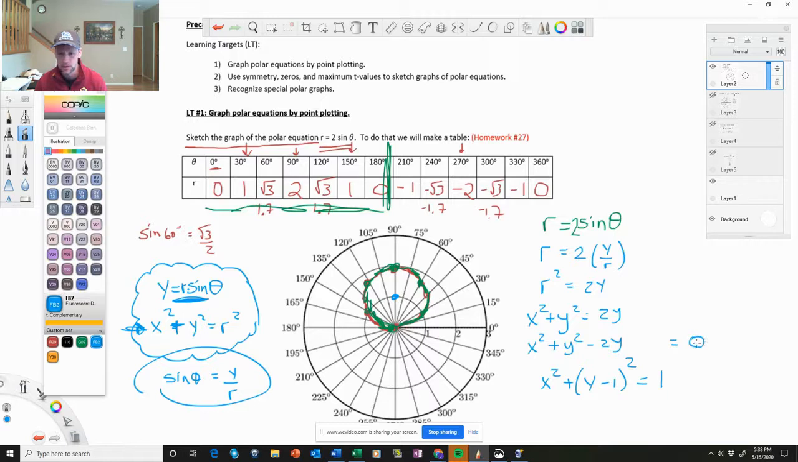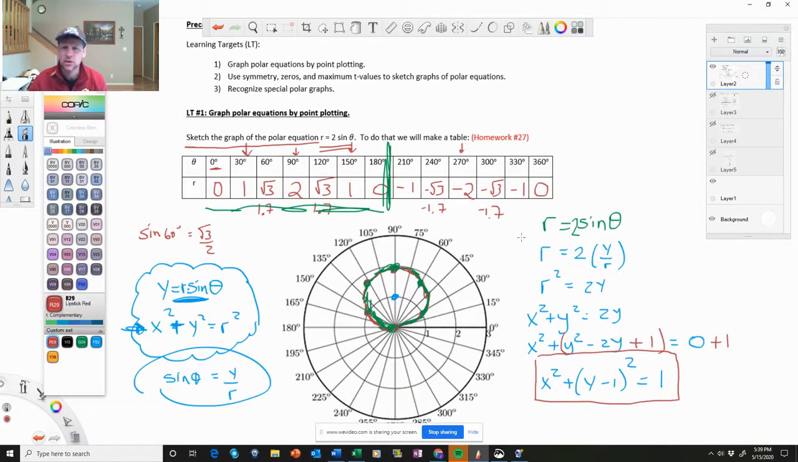So what I can do here is I can complete the square. So this is my b term. Take half of -2, which is -1, and square it. And add that to both sides. And then we can factor this. And as you can see, that is the equation in rectangular form. This is a circle that is moved up 1 and has a radius of 1. It's this, perfectly.